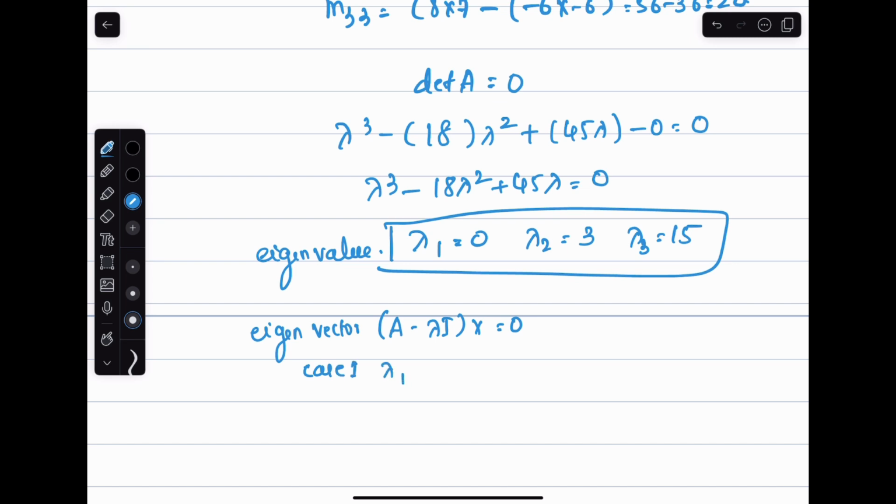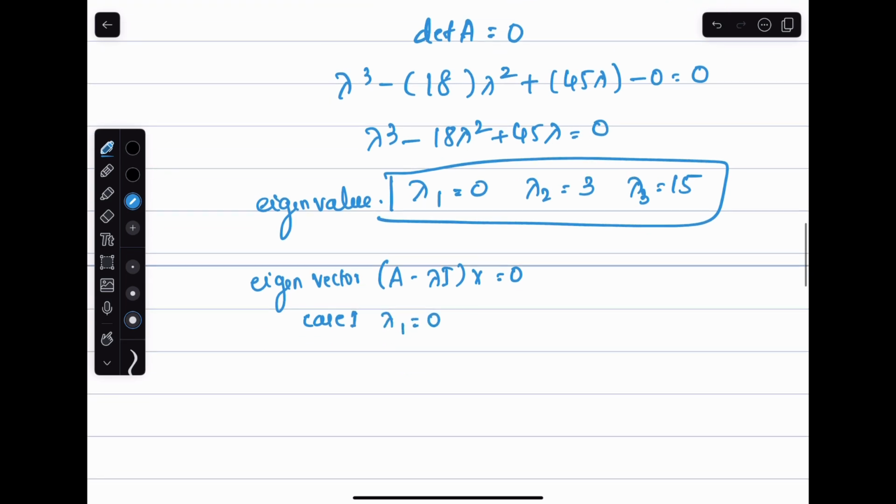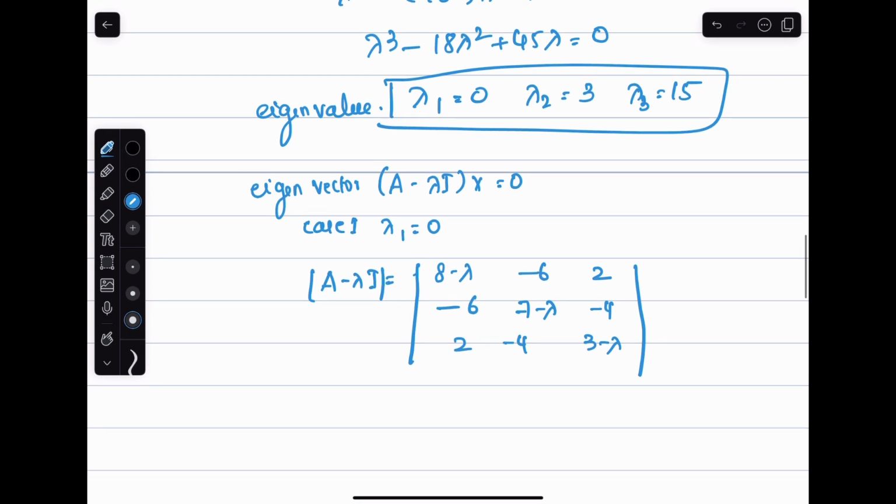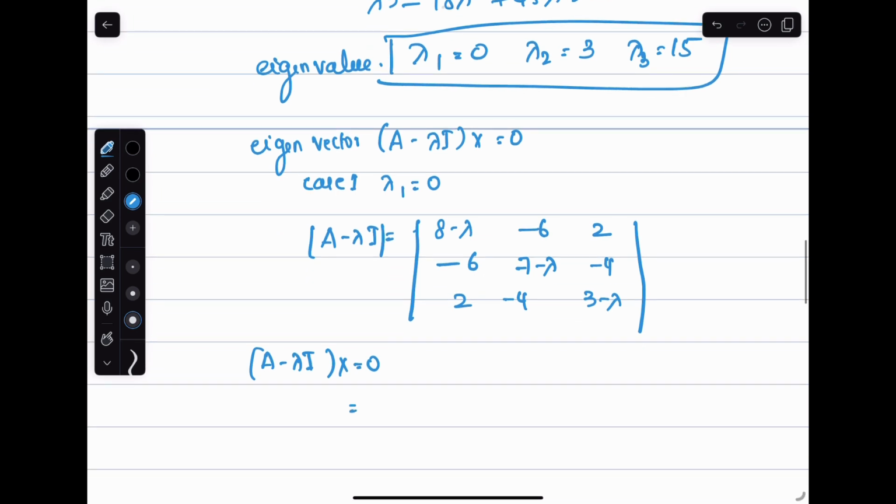Case 1: when lambda 1 is equal to 0, we have to find the eigenvector. So A minus lambda I is what? We know it is nothing but 8 minus lambda, minus 6, 2; minus 6, 7 minus lambda, minus 4; 2, minus 4, and 3 minus lambda. What extra we have to do? We have to place that x, is equal to 0. So the same equation we are writing as 8 minus lambda, minus 6, let me write the matrix first.